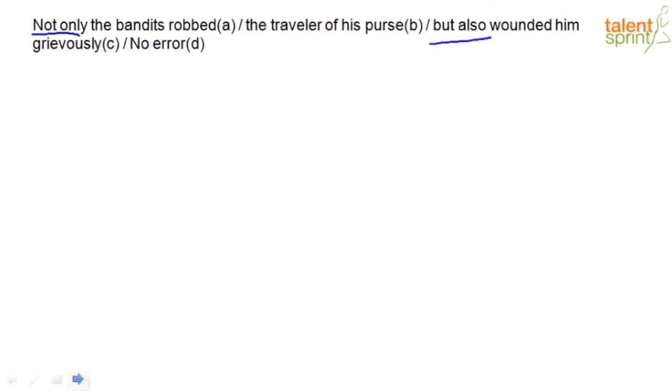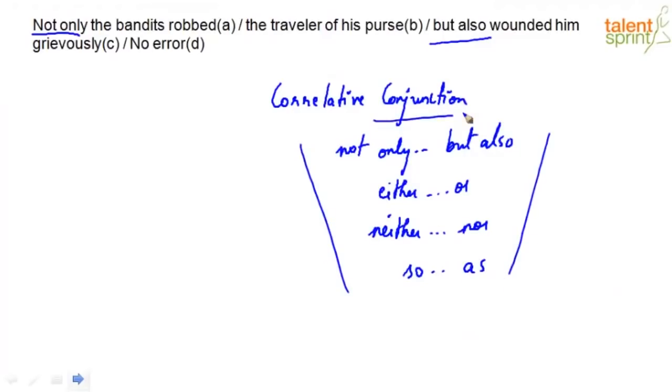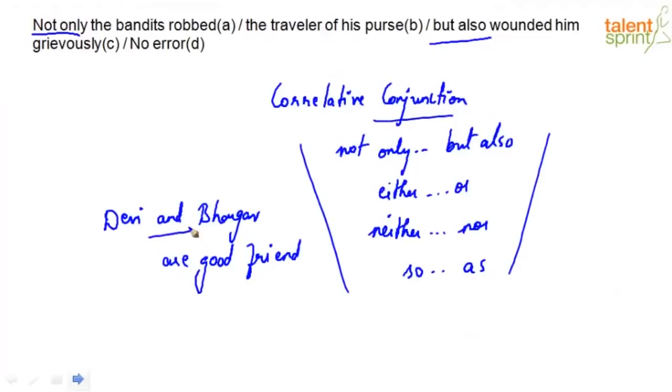See, whenever you have these correlative conjunctions, what are correlative conjunctions? Not only but also, either or, neither nor, so as. Basically, what's the function of a conjunction? It connects 2 clauses. Just to give you a quick example: Devi and Bhargav are good friends. The conjunction here is and. It connects Devi, one part of speech, and Bhargav, another part of speech. Both are nouns. That's a basic function of a conjunction.